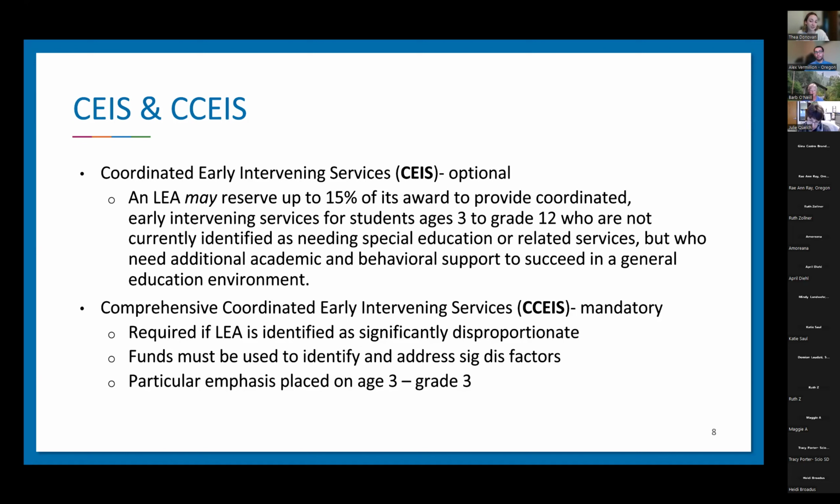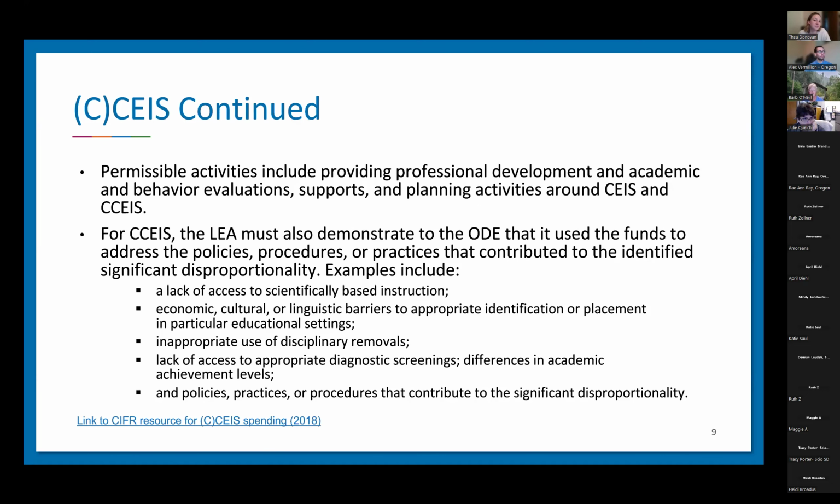But if you are required to spend 15% of your award on CCEIS, those funds must be used to identify and address the factors that you were found significantly disproportionate for. There's a particular emphasis placed on using those funds for students age 3 to grade 3. For CCEIS and CEIS, some of the permissible activities include professional development, academic and behavior evaluations, and support planning activities.